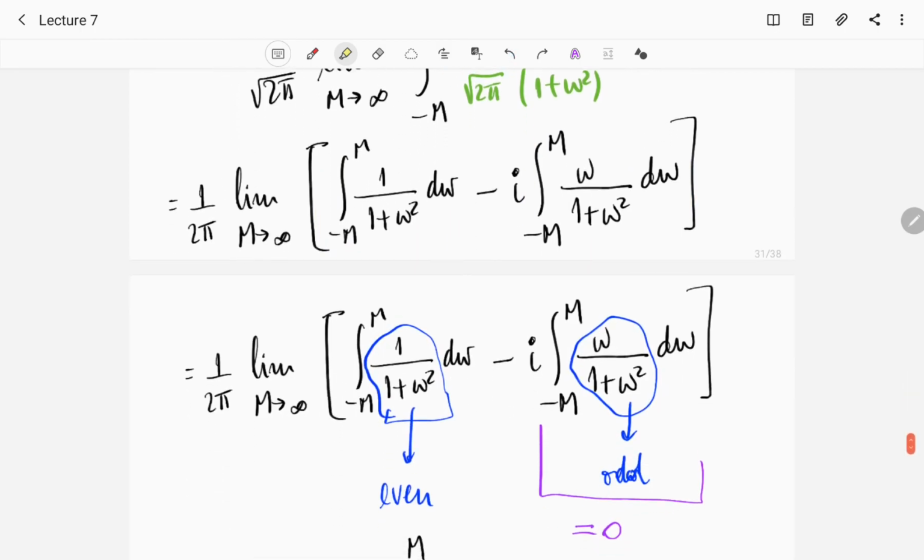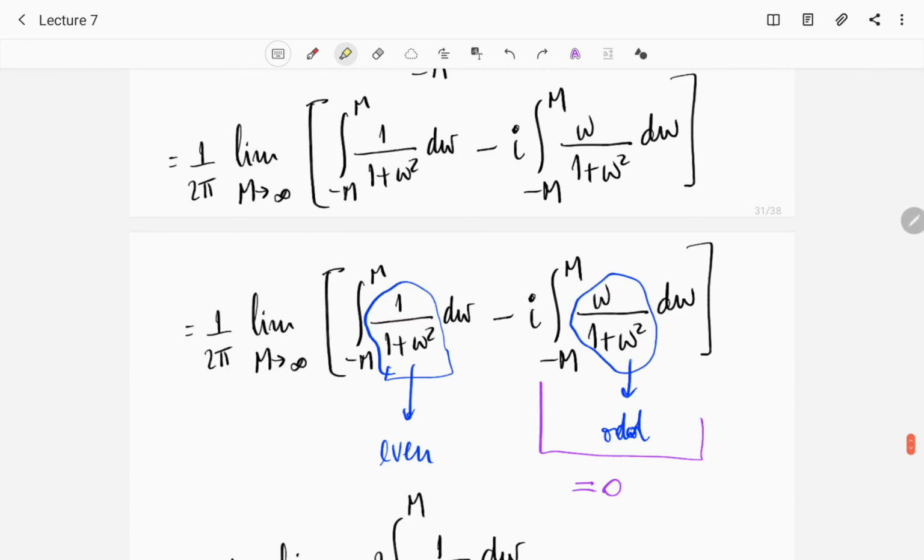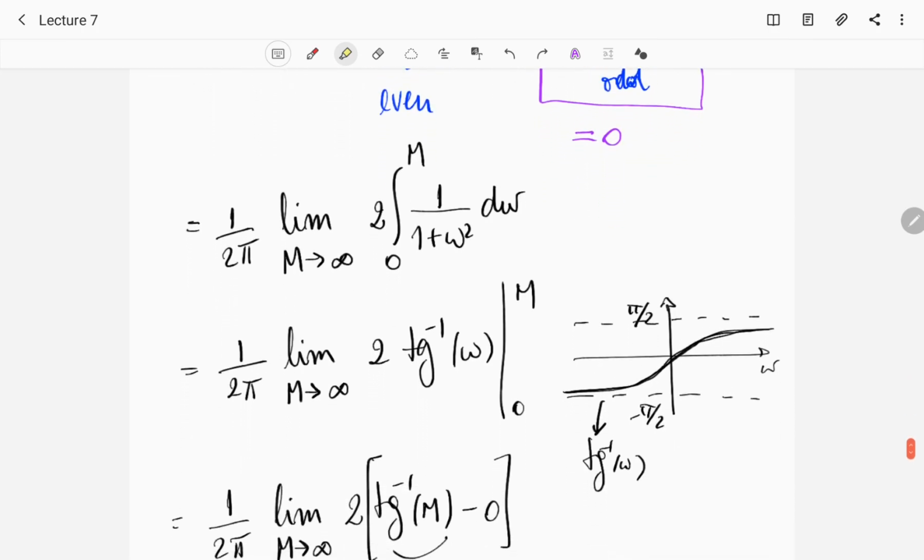For the second piece, the second integral, we notice that this function is odd. You can do it as an exercise, but we have this square that will kill the minus, and we have this omega here that will keep the minus. So this is 0, from the property of an odd function integrated over the interval -m, m. And this guy is an even function, again because of this square here. So this is the same as 2 times the integral from 0 to m of the same function, which is written here.